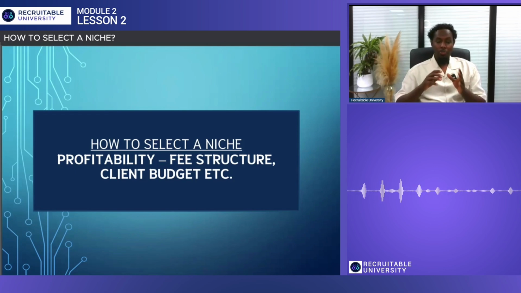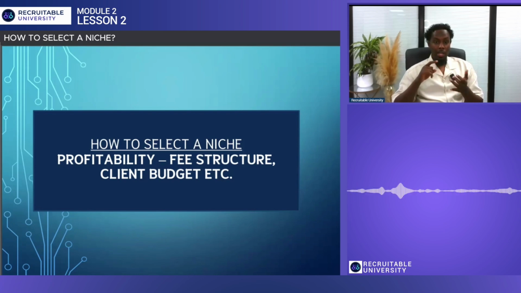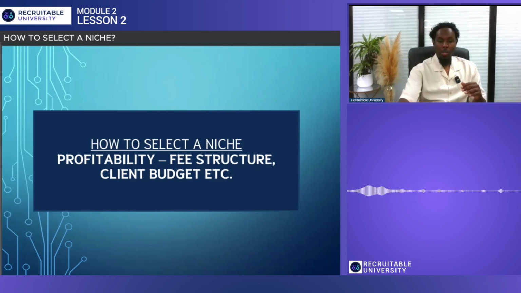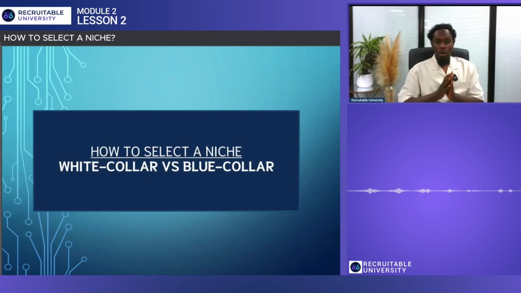So look at the profitability of the niche that you are doing. Is it something where the candidates are already getting a really good salary? What I do is try to follow the market salaries. If I'm recruiting engineers, engineers are going to be on top salaries. That means my commission will be a lot higher than someone who is on a lower salary. So it's more of looking at white collar versus blue collar.